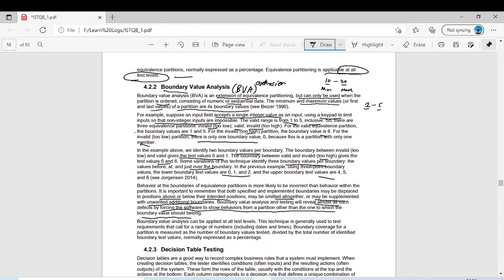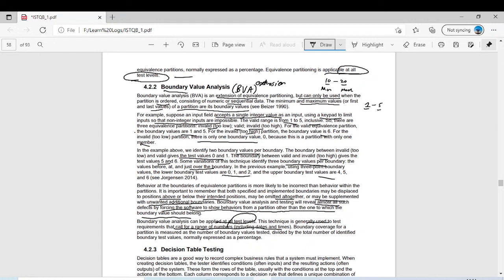Boundary value analysis, again like equivalence partitioning, can be applied at all test levels. Very important line for the ISTQB exam. This technique is generally used to test requirements that call for a range of numbers, including dates and time. So it is a very important technique when you have some module or object which includes dates and time, or where we have a range of numbers.